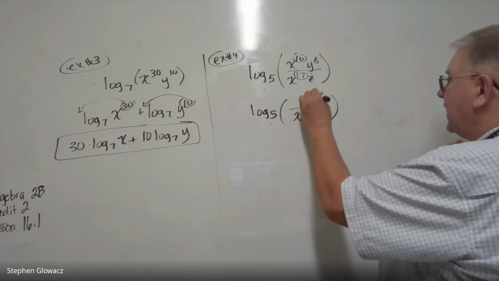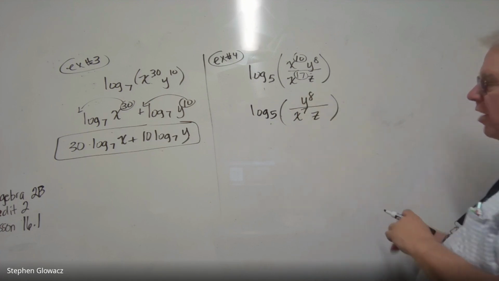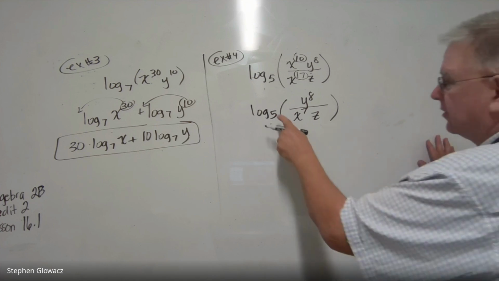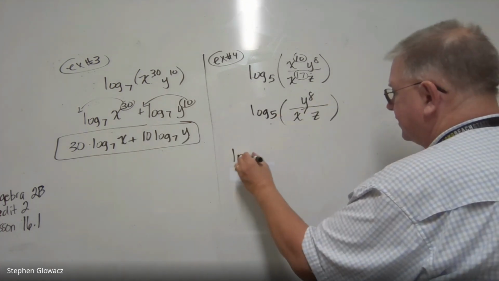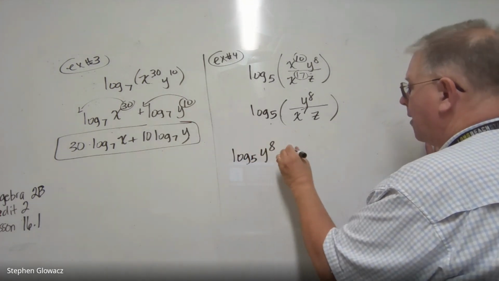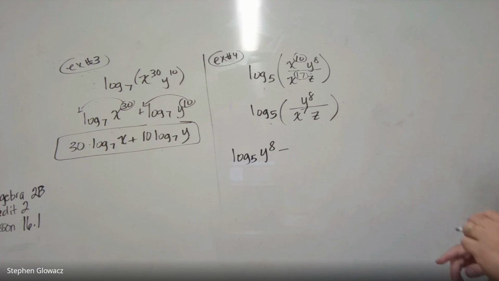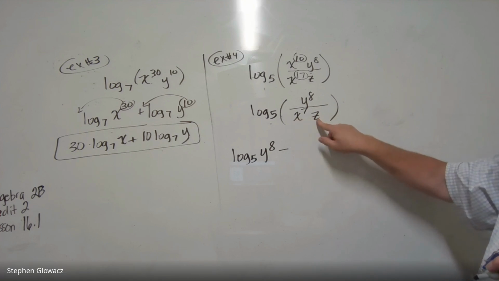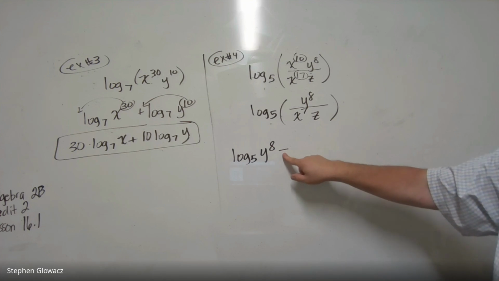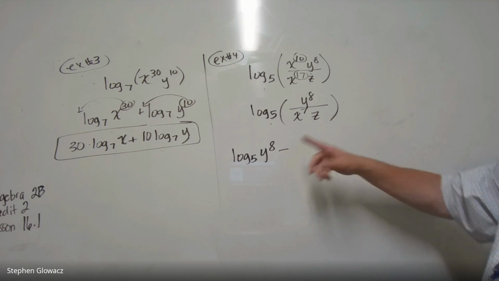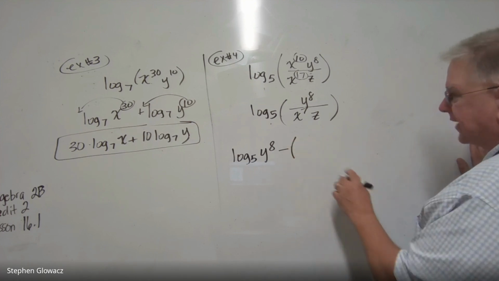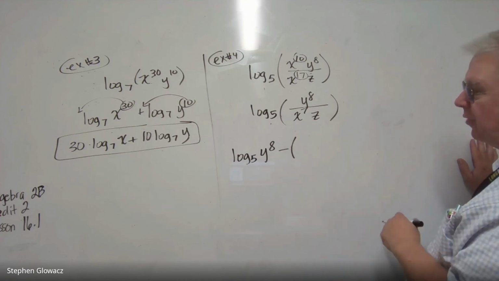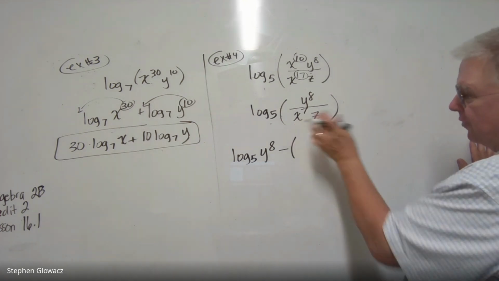Now with the y and the z, they only appear once, so we're just copying those down, and now we're ready to expand the logarithm. So we have log base 5 of y to the 8th minus, now we have to be careful how we do this. We have 2 terms, 2 logarithms, in the denominator. And that minus has to get distributed to all of it. So we're going to put this in parentheses. If we only had one variable down here, the parentheses wouldn't be necessary. But you'll see why in a minute that we need to do that when we have more than one term.